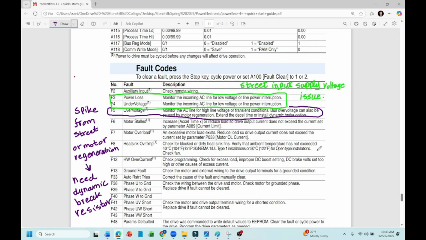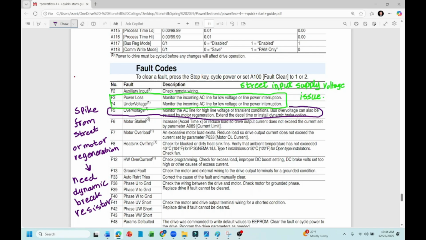Okay, so the next errors are F3 and F4. F3 is power loss and F4 is under voltage. As you see in the description, these monitor the incoming AC line for low voltage or line power interruption. So these two errors are related to the street input power voltage. Whenever the incoming voltage from the street and utility has a problem, which could be a power loss or under voltage, you get these two errors.